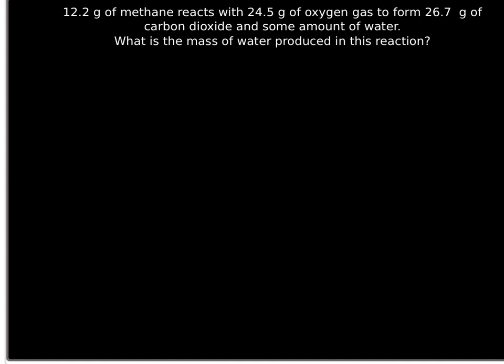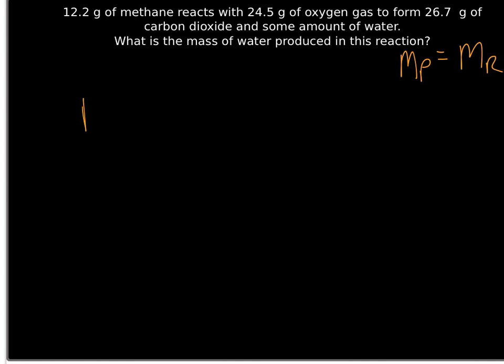Let's look at another one. 12.2 grams of methane react with 24.5 grams of oxygen, and that makes 26.7 grams of carbon dioxide and some amount of water. And my question is just how much water? And this question would be difficult, again, if I didn't have the law of conservation of mass. Because I do, it's pretty easy. Remember, the mass of my products equals the mass of my reactants. That is, the left and the right-hand sides have to be equal.